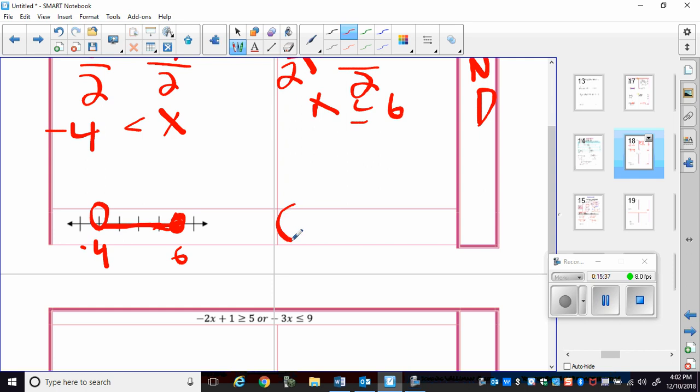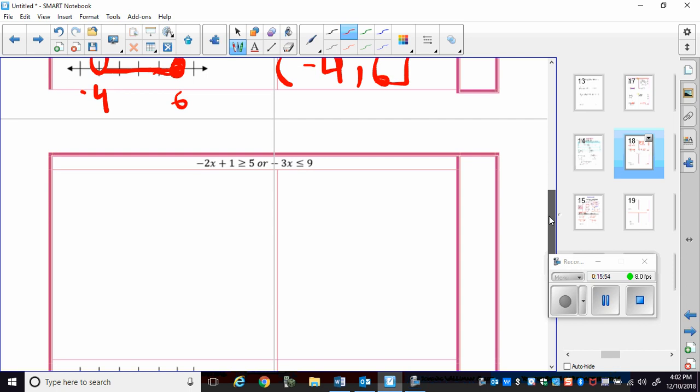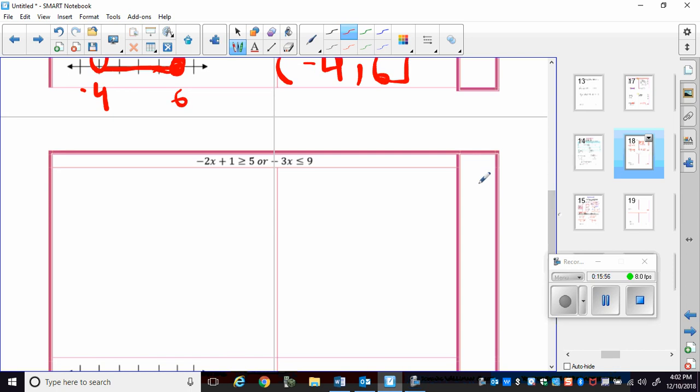If I was going to do interval notation, it's not filled at negative 4, so I have a parenthesis, comma, 6, close bracket, right? So that pretty much wraps up a number of and statements. The next section is all about or statements, so we're going to have those graphs that create opposite rays.